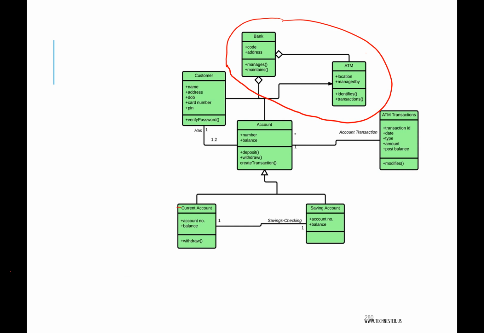So who else can explain the relationship between bank and ATM? Who else can try? So the ATM is part of the bank, and the account is also part of the bank. But the ATM can exist alone without the bank, and the account can exist alone without the bank. Is that correct?